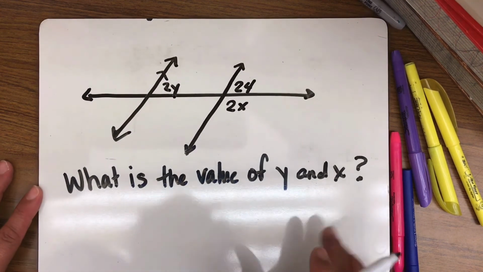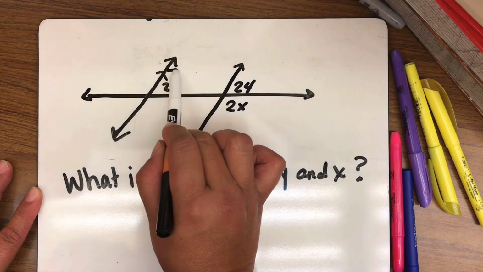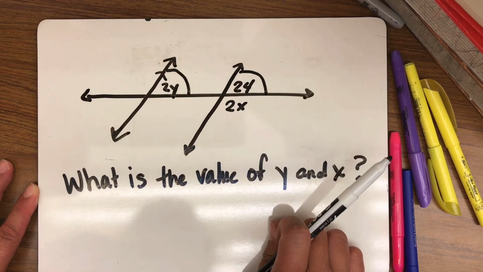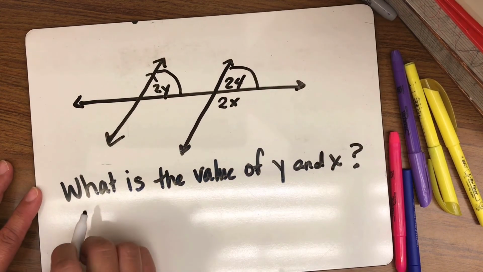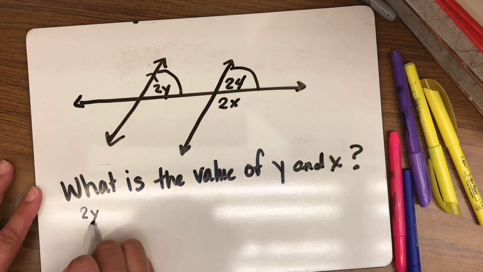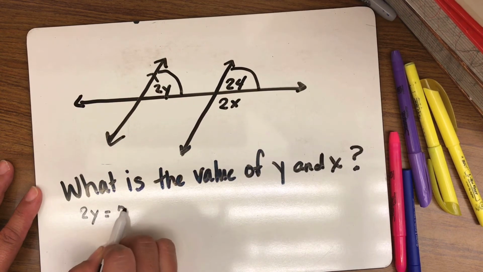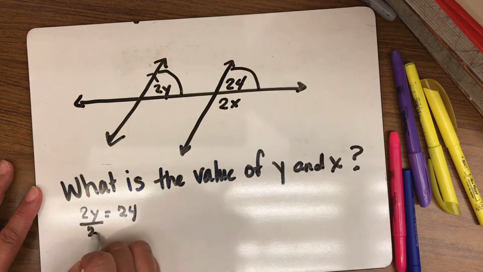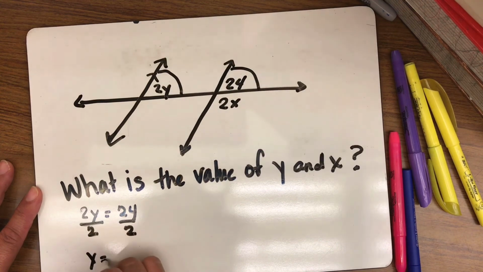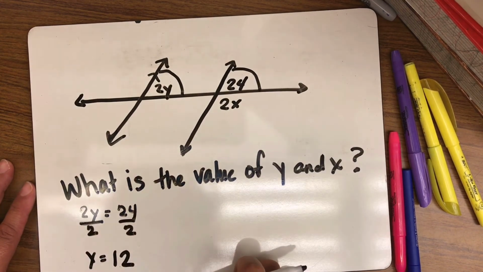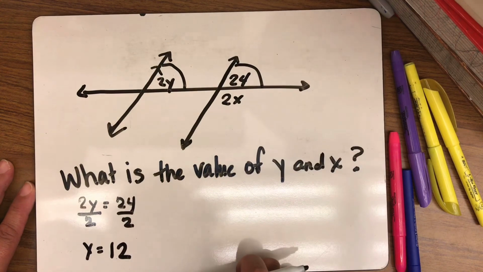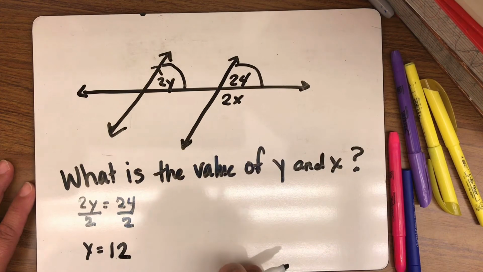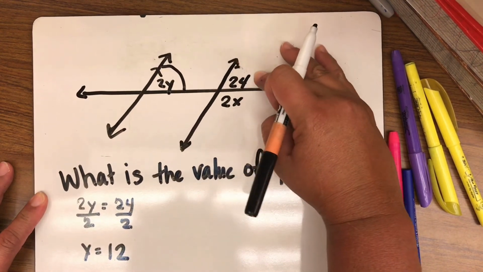All right. So we know that this angle here and this angle here are going to be congruent because they are called corresponding angles. So I know that 2y is equal to 24. So if I want to know what y is, I just have to divide by 2 on both sides. So y equals 12. Because 12, I plug it into y, it's going to equal 24, and it's going to give me 24 here.